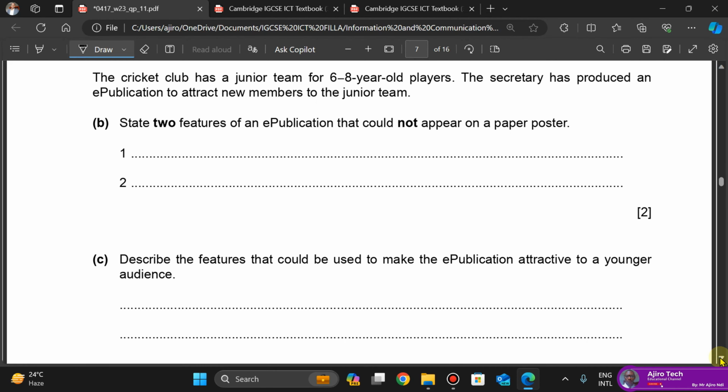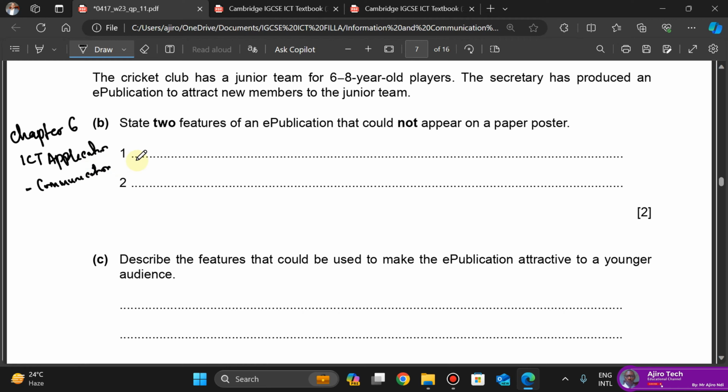The cricket club has a junior team for 6 to 8 year old players. The secretary has produced an e-publication to attract new members to join the team. Now, you're going to see this in chapter 6 of the textbook. Chapter 6, which is ICT applications. Under ICT applications, we have what we call communication. I'm just showing where you can use it for your studies. Communication.